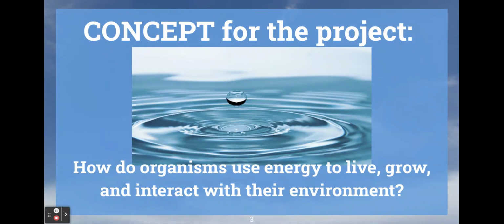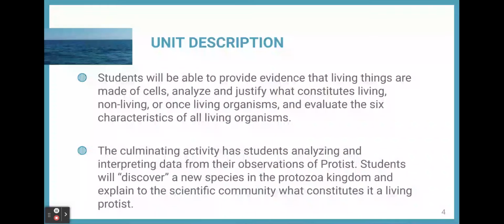The concept for this project is, how do organisms use energy to live, grow, and interact with their environment? This is part of our life science unit that we study in October and November. The unit description: students are able to provide evidence that living things are made of cells. So the culminating activity that students will be doing for this project is analyzing and interpreting data from their observations of protists. Students will discover a new species in the protozoa kingdom and explain to the scientific community what constitutes it as living.